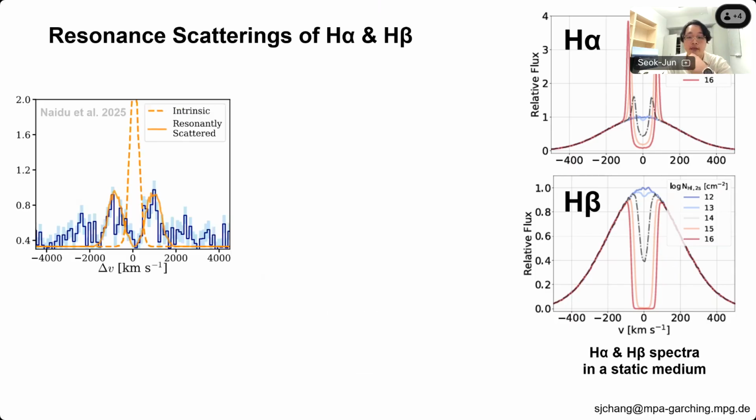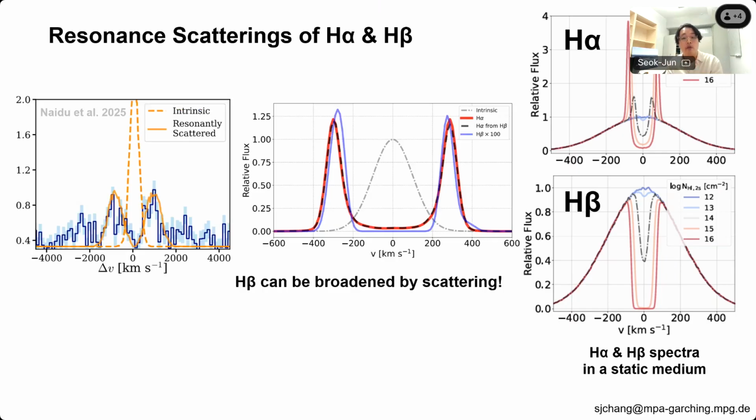In the simulation, we also tested the idea that H beta scattering alone could produce the broad H beta component. So is this working well? It looks like we do reproduce a wide H beta line with our simulation.